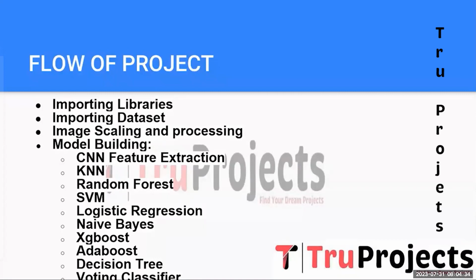And the third one is image scaling and processing. Before feeding the images into the CNN model, they undergo preprocessing steps such as resizing and normalization. To ensure consistency and better model convergence, this step enhances the image quality, reduces the computation time, and contributes to improved classification accuracy. And the next step is model building. In this case, multiple machine learning models are constructed, and the first one is CNN feature extraction.